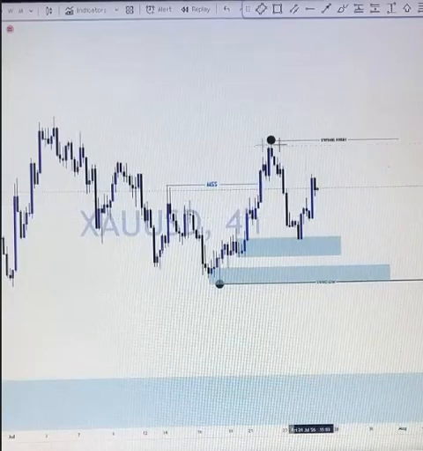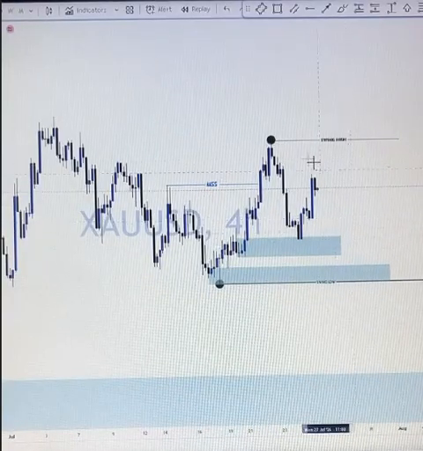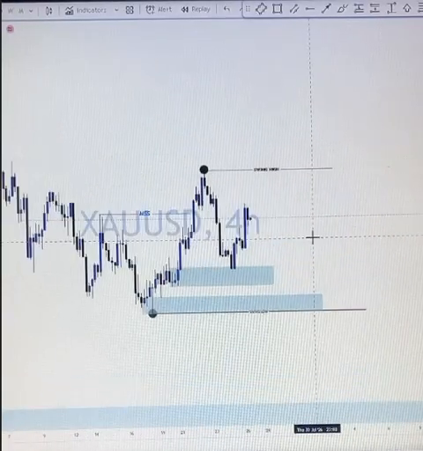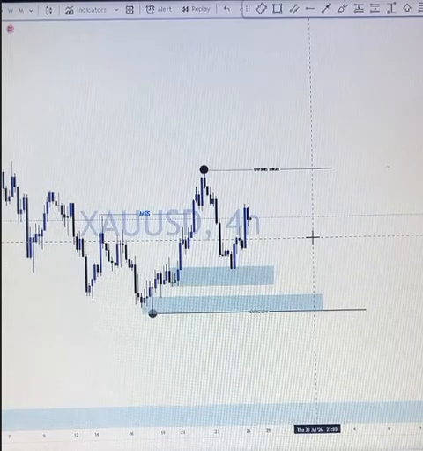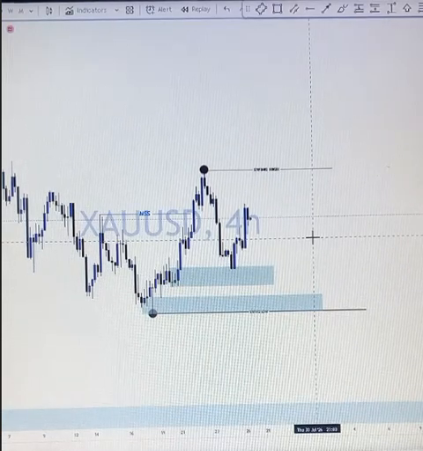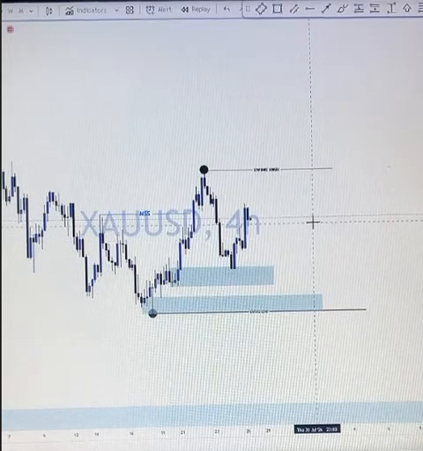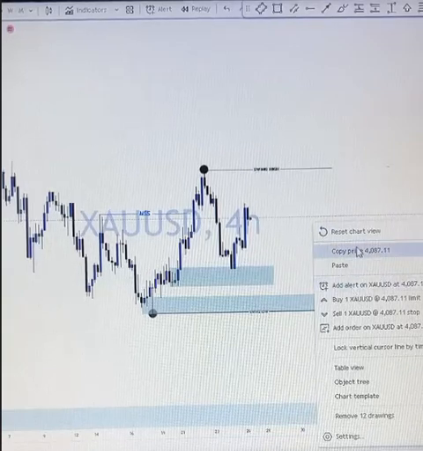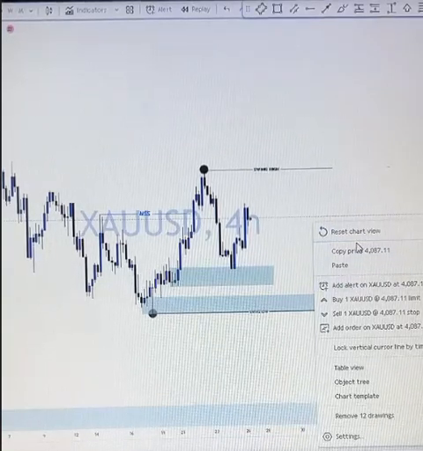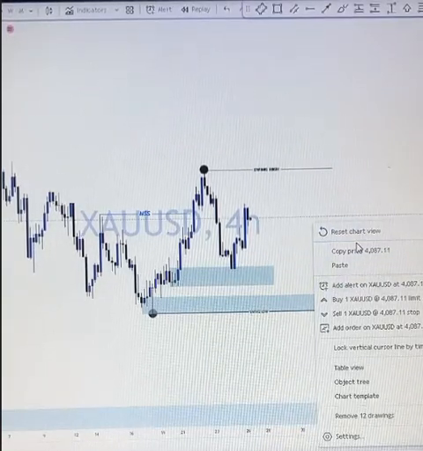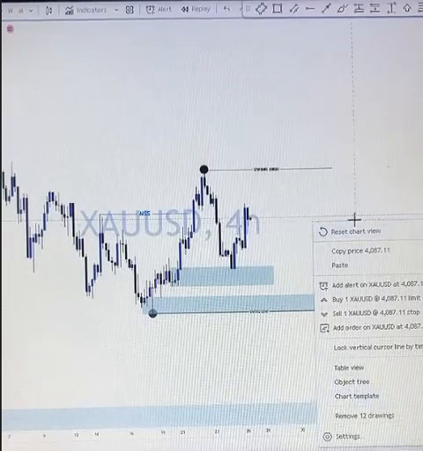Analyze gold. Gold is doing exactly what we wanted it to do. What do we do next? Someone said we have CPI news today. First thing first is we clear our chart. Okay, we clear our chart.